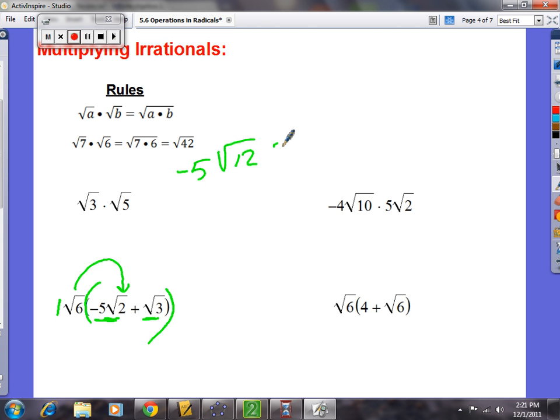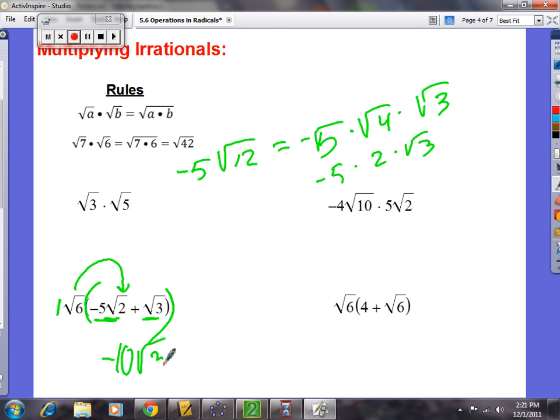Alright, let's rewrite this. Negative 5 times the square root of 4 times the square root of 3, which is negative 5 times 2 times square root of 3. What's negative 5 times 2? So here's what we got. We have got negative 10 times the square root of 3. Put a plus.